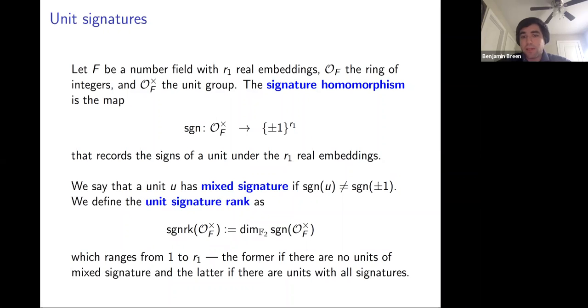This is a quantity which ranges from 1 to R1. The reason that the lower bound is 1 is that every number field has a negative 1 in it, and negative 1 has non-trivial image inside that space. And so the former occurs when we have signature rank 1, which means that all our units are either totally positive or totally negative, so their signs are all the same essentially. And the latter occurs if you have units of all possible signatures.